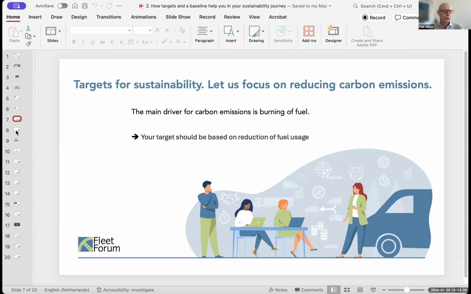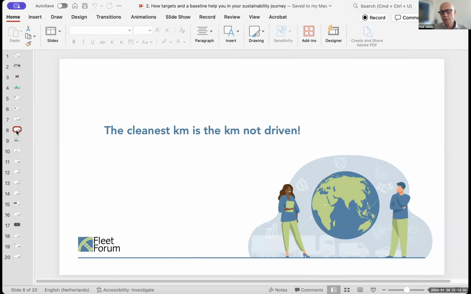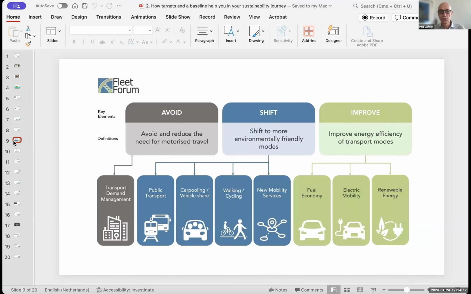And if you start looking at what you could achieve this year, what is the target that you should have? Then the most important assumption or rule or tip, whatever you would like to call it, is to realize that the cleanest kilometer is the kilometer not driven. And that's extremely important to realize, because many people, many organizations tend to look at their current fleet, their current operation, their current transport, and see how they can improve that. Where in fact, there are two steps before you start improving your current transport modes.